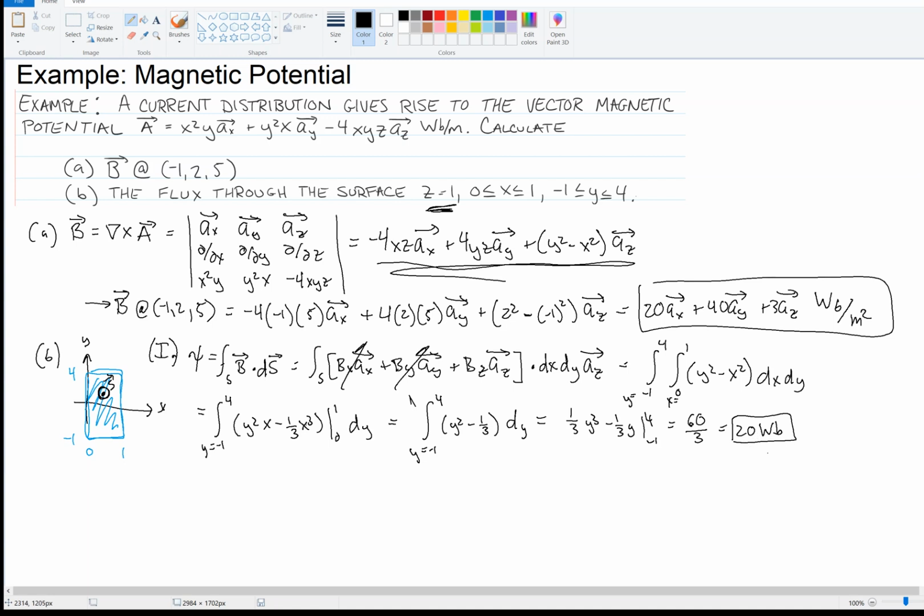But now we're going to do it in a second way, and we're going to apply Stokes' theorem to our integral. Stokes' theorem relates a surface integral to a line integral, and in this case to the vector magnetic potential. So the flux, using Stokes' theorem, is equal to the line integral over the closed path of A dot dl. The way we're going to calculate that integral is to separate this path into 4 sections.